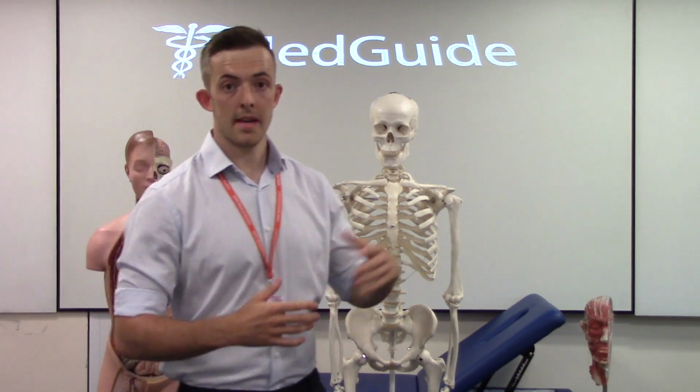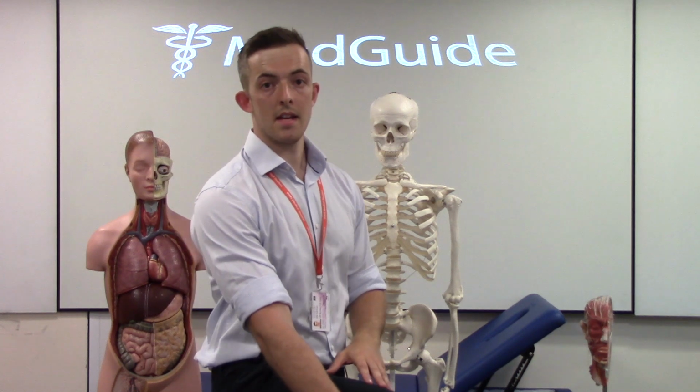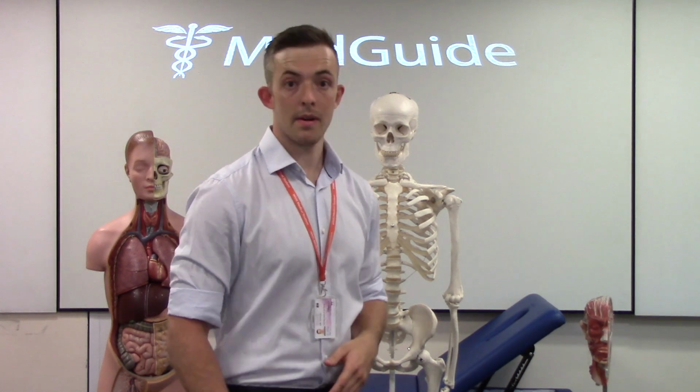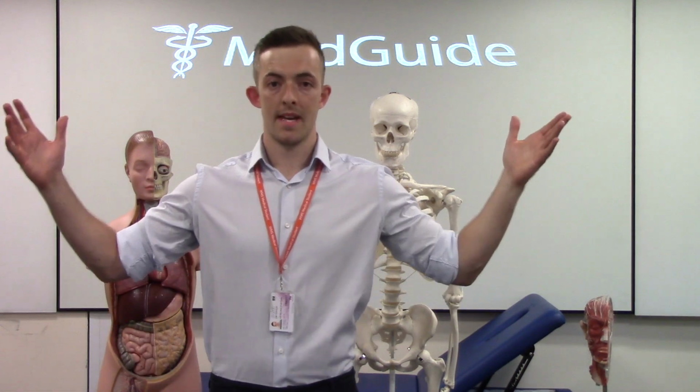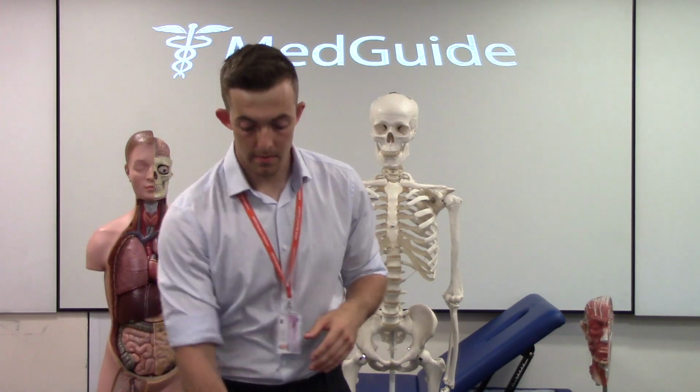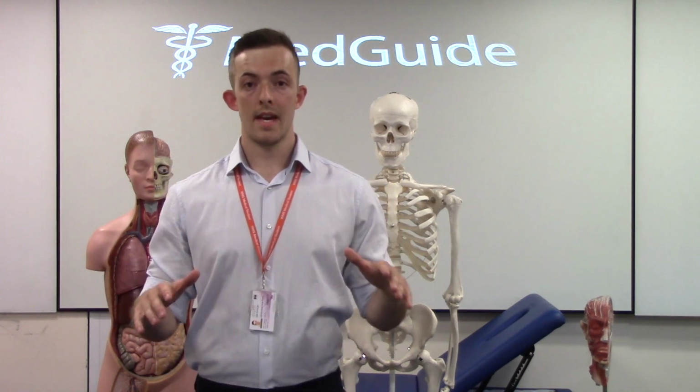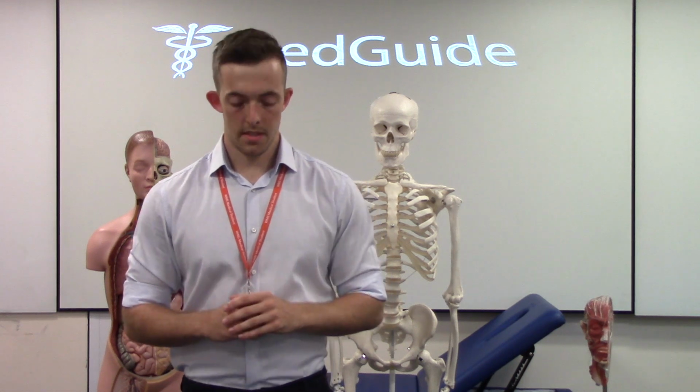For example, if I'm jumping up, my thigh and my leg are going to be in a different position to if I'm crouching down. If my hands are above my head, they're going to be in a different position to if I'm reaching for something on the ground. So therefore, we have the anatomical position.